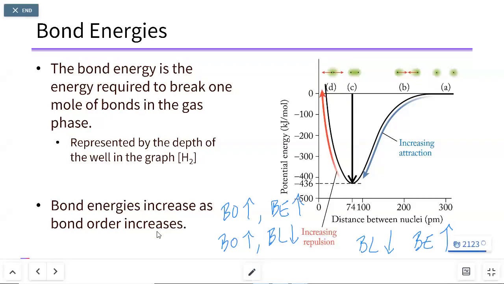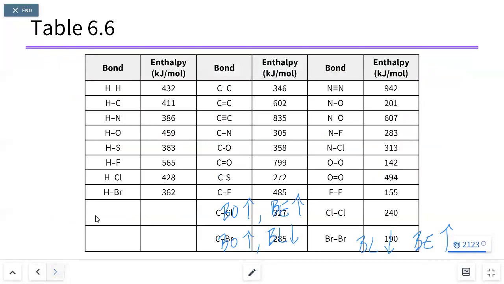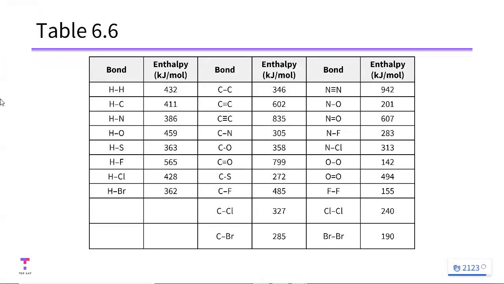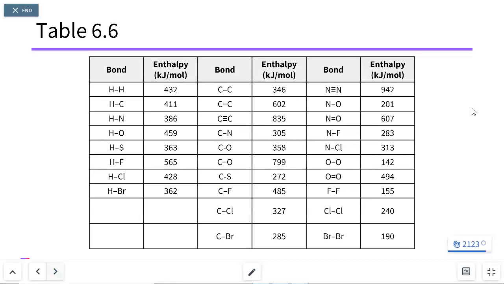Probably the best way to look at this is with a table like this. Now, last Friday, we saw a table similar to this. Here's the table in full form. And we can see, look, here was oxygen. Oxygen as a single bond, 142 kilojoules per mole. Oxygen as a double bond, 494. Now, is that just unique to oxygen? No. Carbon to oxygen, 358 as a single, 799 as a double.